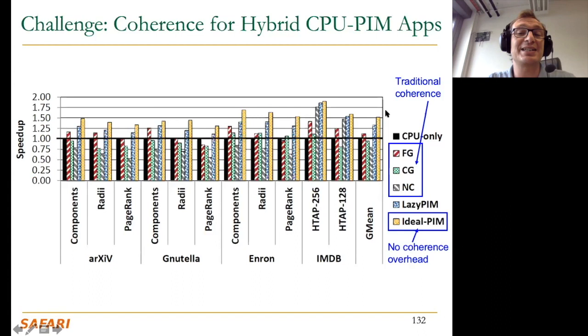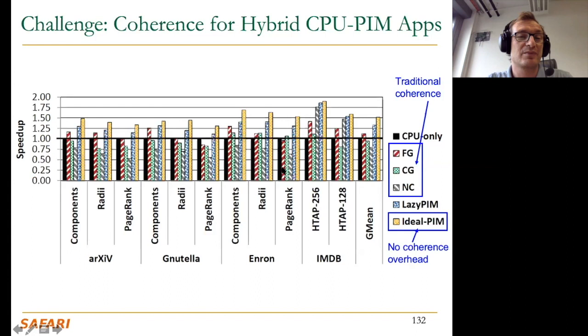How are we doing with existing traditional coherence mechanisms? Fine-grained coherence is the MESI coherence protocol, which we will discuss in great detail later on in the course. You see that you don't get a lot of benefit because this causes a lot of data movement between the CPU and the PIM processor. Every time you need to write to a location or read from a location, you need to get permissions. That's a lot of data movement.